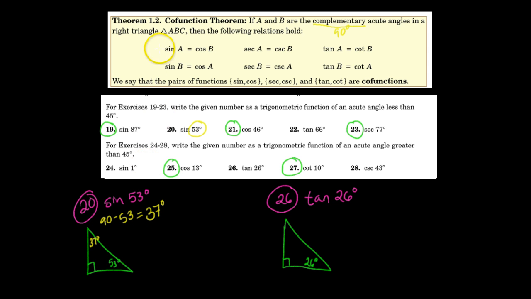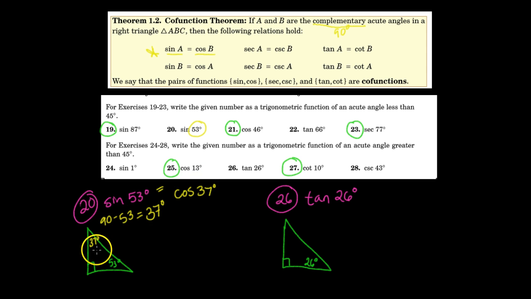You can either memorize the theorem or you can remember that sine of angle A is equivalent to cosine of B. So we would say, okay, the sine of 53 is equivalent to the cosine of 37, so the cofunction.